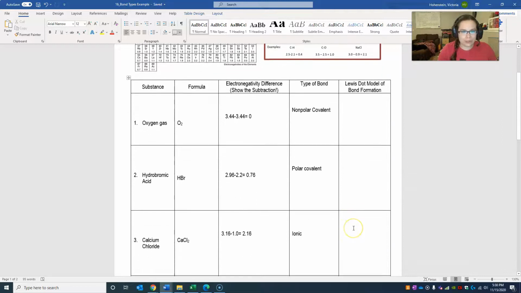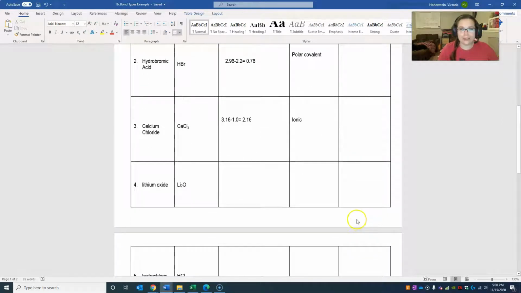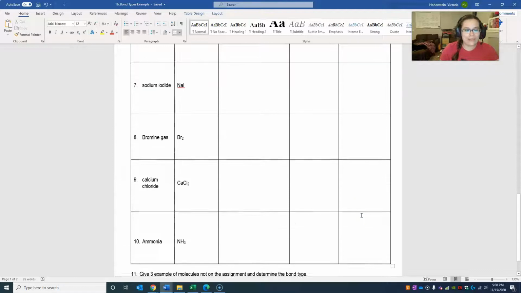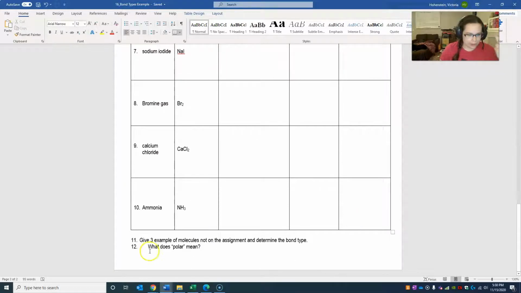So you are going to do all 10 of the sample problems you have. And then at the bottom, there are 2 questions. First is give 3 examples of molecules not on the assignment and determine the bond type. So you're going to find 3 more molecules that aren't here and do the same process. Tell me what kind of bond they have.